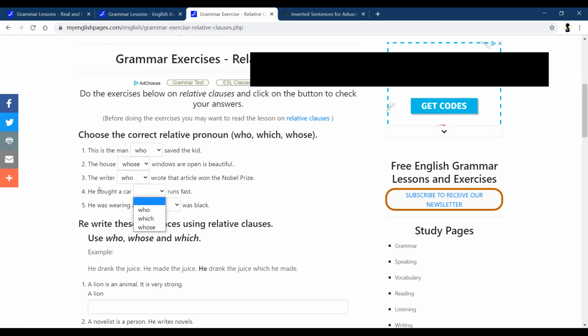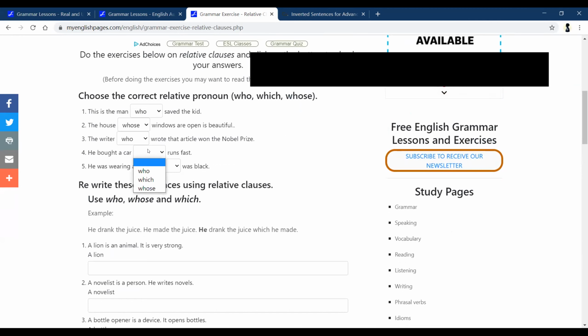And then we'll move to the fourth one. He bought the car, blah blah blah, runs fast. So for who, you need to remember that it should be a human before who. But a car is obviously not a human, so you cannot use who. So we eliminate who and whose. There's no nouns after whose, so we cannot use whose. So we use which here.